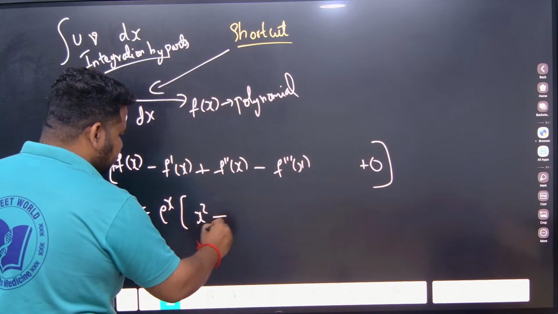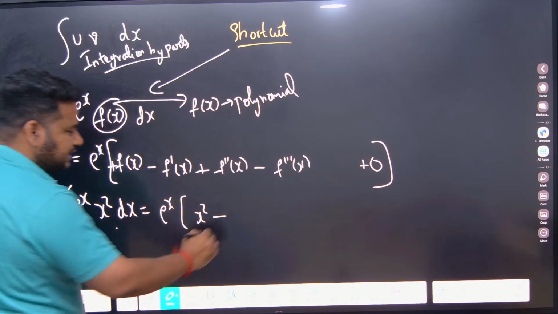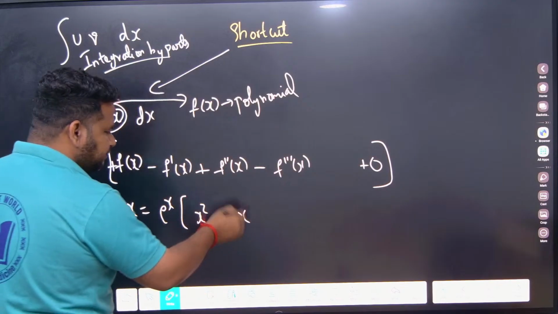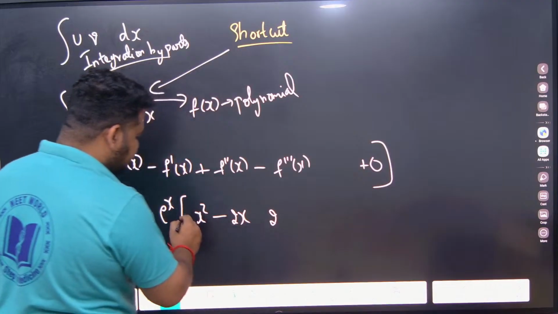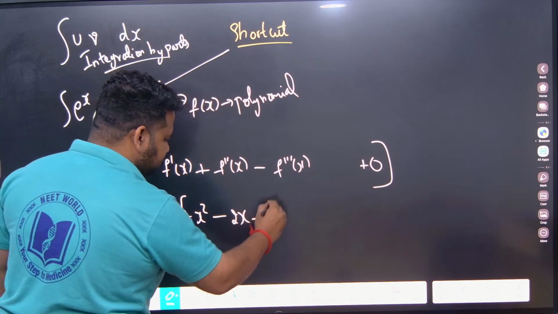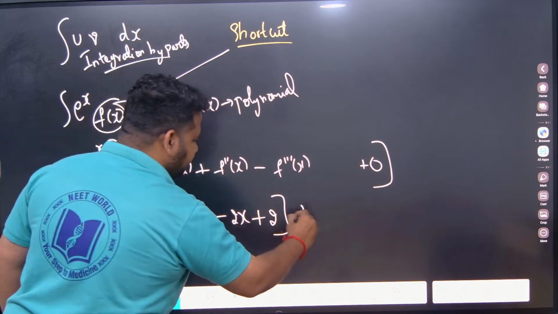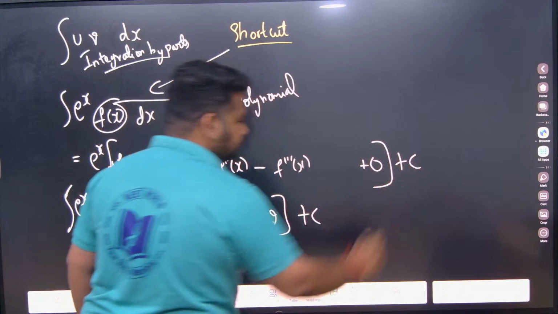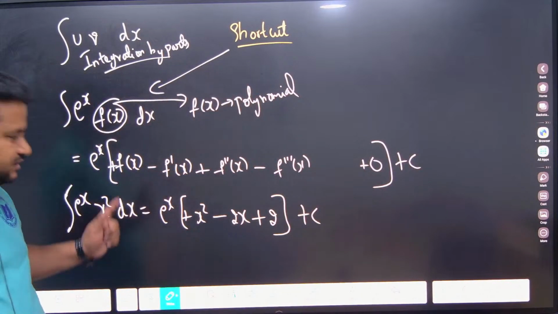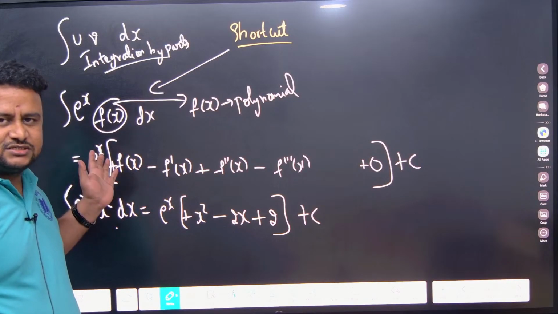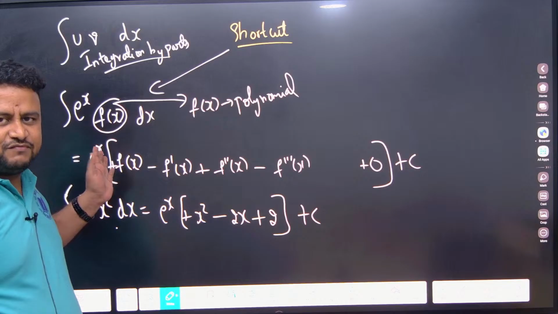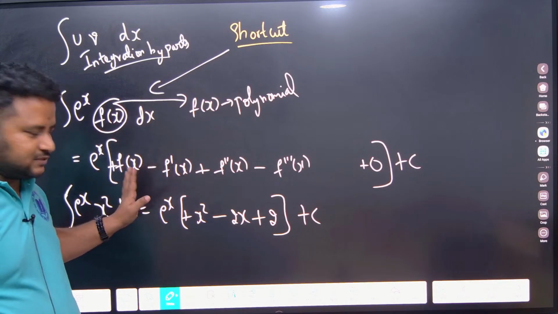Next step, I differentiate x square and get 2x. Next, I differentiate 2x and get 2. Next, if I differentiate 2, I get 0. The signs are plus, minus, and then plus. In the end, I should write plus c, the constant of integration. This is how the shortcut works. It will definitely be useful for solving questions where the function is a product of an exponential function and a polynomial function. Clear, friends? Okay, next thing.